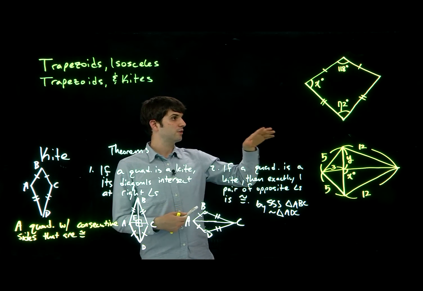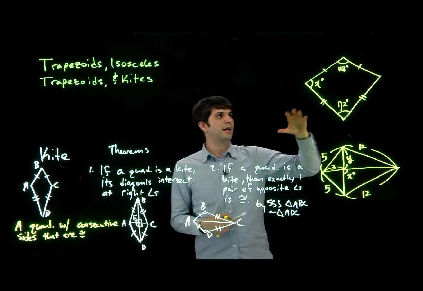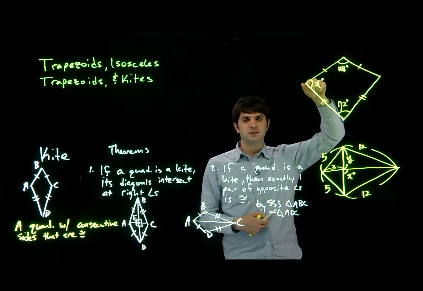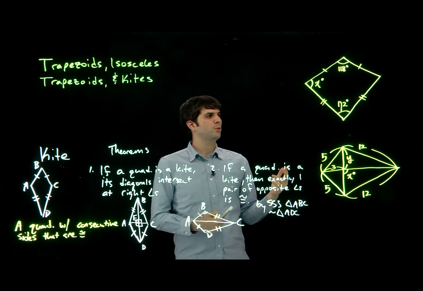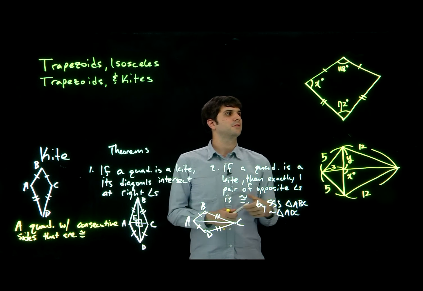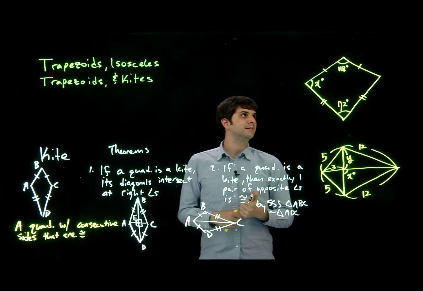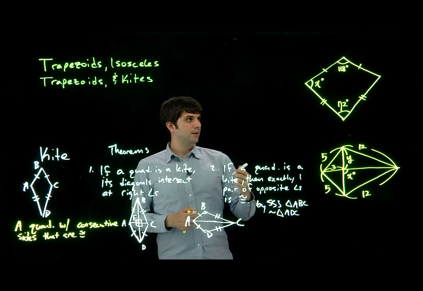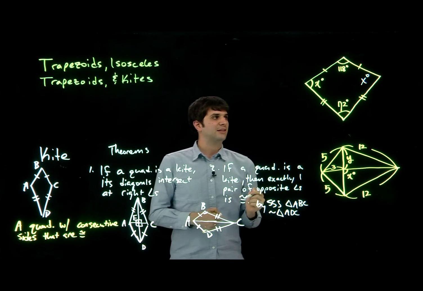So let's go ahead and look at these examples. Here we have a kite. Again, the definition of a kite is a quadrilateral with two consecutive sides that are congruent and two consecutive sides that are also congruent. So we want to figure out what x is, x degrees. Using this theorem, we know that this should also be x degrees.